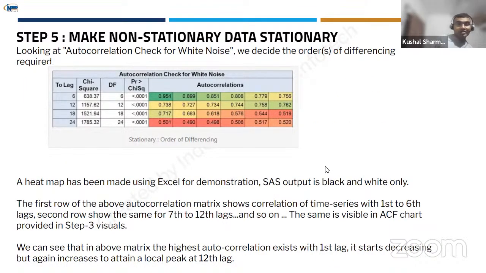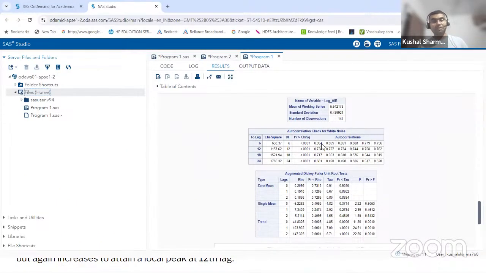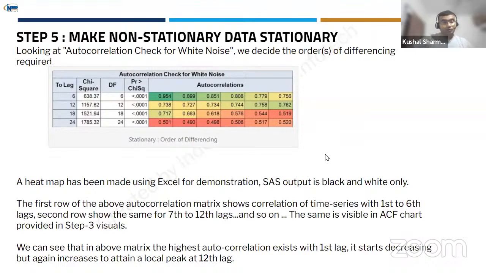So here you can see the autocorrelation check for white noise. We decided the orders of differencing required. A heat map has been made using Excel. But if you see, it doesn't give us any kind of heat map. It gives us maps, but it is not a heat map. Fine. The first row of the above autocorrelation matrix shows the correlation of the time series with the first to sixth lags. The second row shows the 7th to 12th lag, and so on. The same is visible in the ACF chart. Same thing.